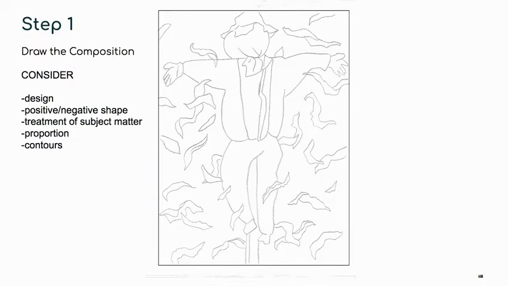Okay, so here's an example of what you would do in order to use a value plan to get going with an actual studio project. So step one, of course, is to actually plan the composition in a box, which we call the format, which means you're thinking about positive and negative shapes. So in this case, the scarecrow is the positive shape, and then all the space around the scarecrow is the negative shape, and it's filled with those corn husks, of course. So at this point, the artist is thinking mainly about shape, proportion, contour, design, the design of the composition.